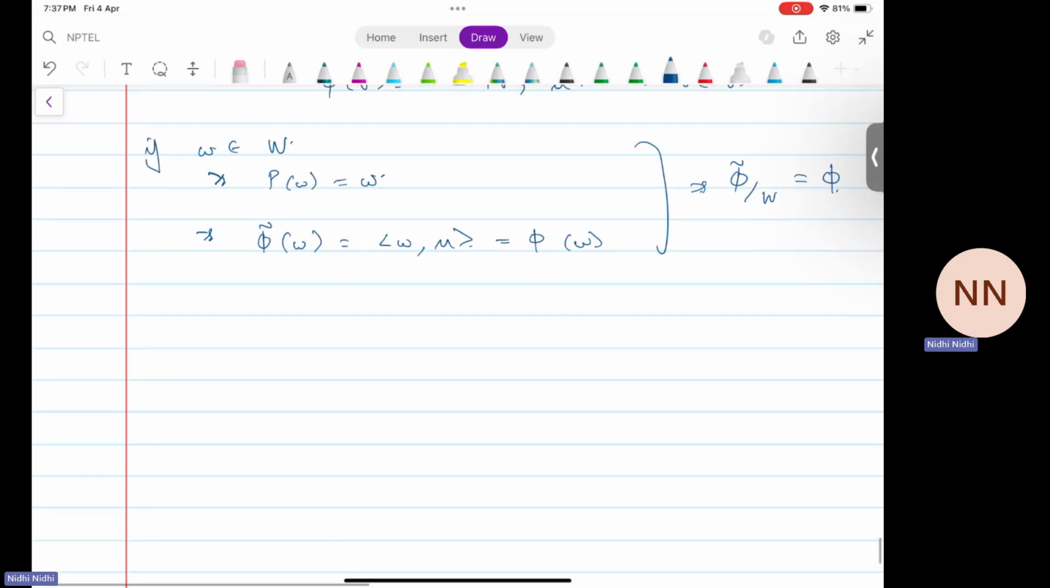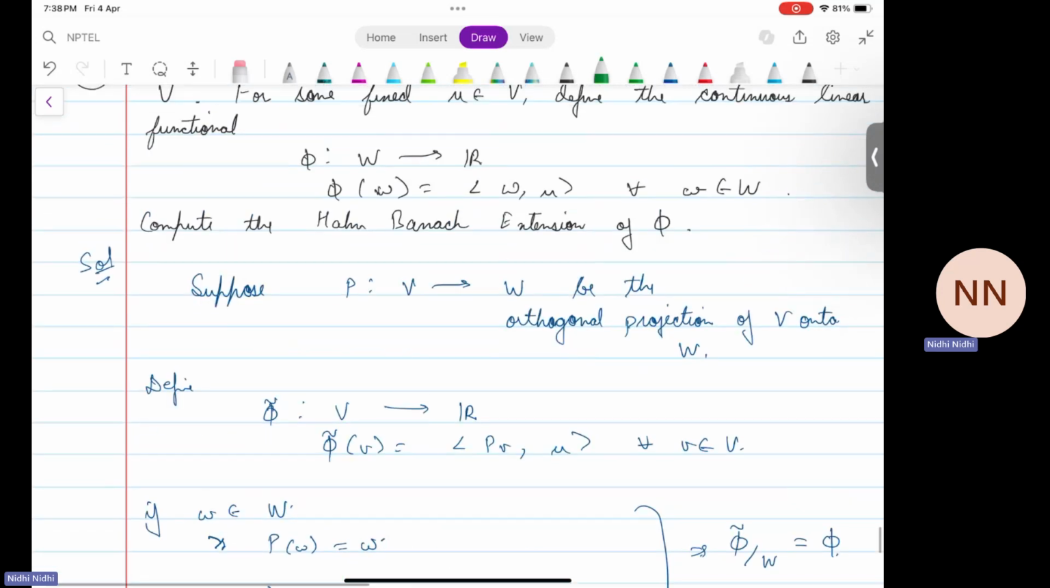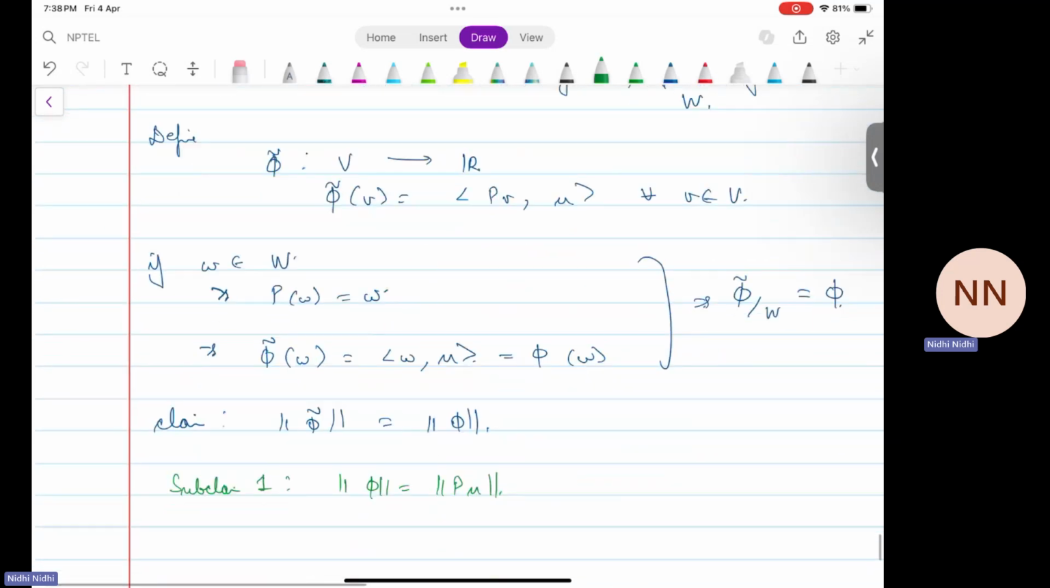So we claim that norm phi tilde is equal to norm phi. I wanted you to try this yourself because we have done a lot of problems where we evaluate the norm of an operator. So okay, I'll do it again. Subclaim 1: norm phi is equal to norm of Pu, where u is the fixed vector in V and Pu is its projection.